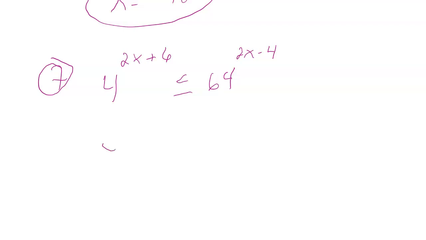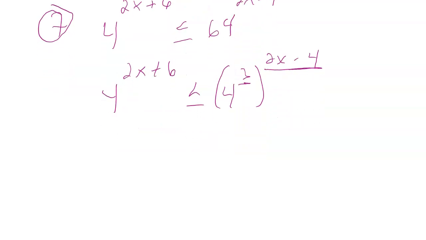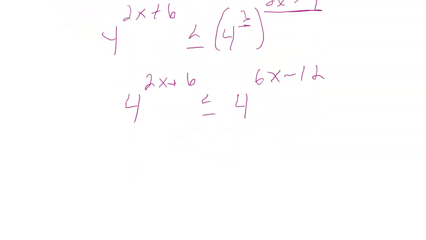So I'm going to keep them in base 4. It's going to be easier. Numbers are going to be smaller. Is less than or equal to 4 to the 3rd times 2x minus 4. Again, when an exponent's raised by an exponent, I multiply. So I get 4 to the 2x plus 6 is less than or equal to 4 to the 6x minus 12. Exactly like that.